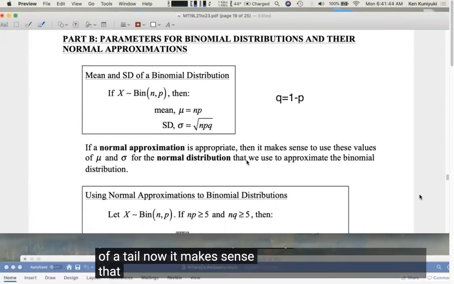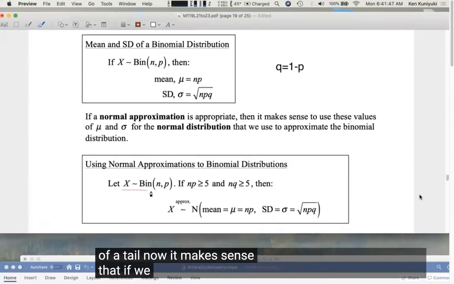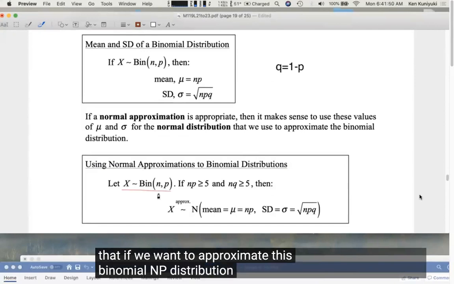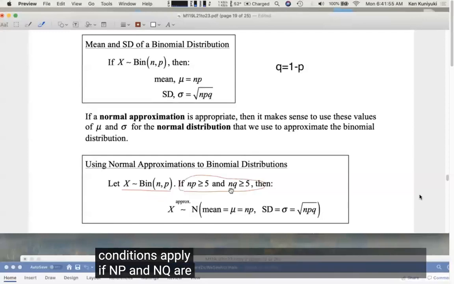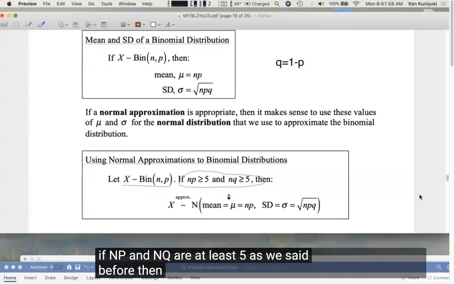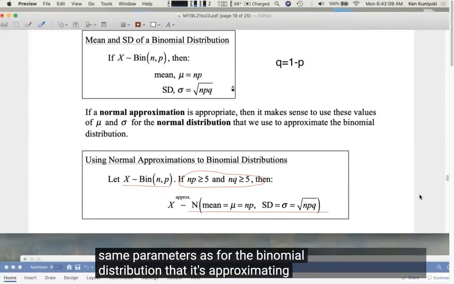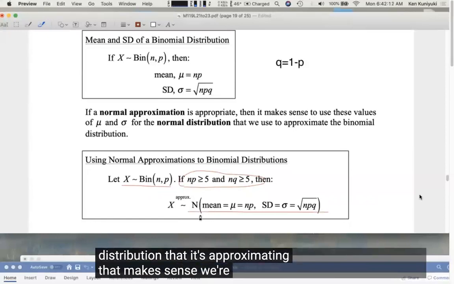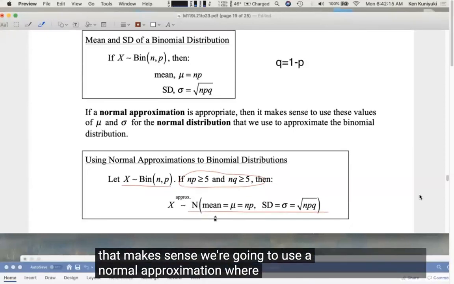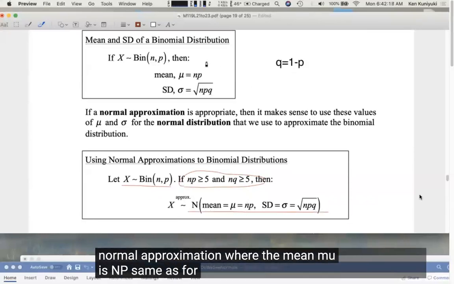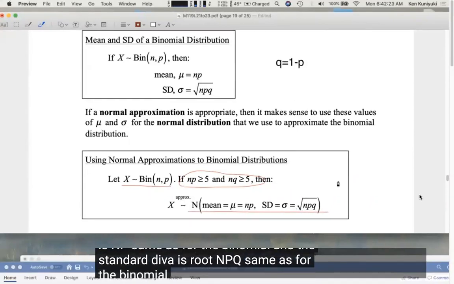Now, it makes sense that if we want to approximate this binomial distribution, then if these conditions apply, if np and nq are at least 5, as we said before, then we're going to say that X can be approximated by a normal distribution with the same parameters as for the binomial distribution that it's approximating. That makes sense. We're going to use a normal approximation where the mean mu is np, same as for the binomial, and the standard deviation sigma is root npq, same as for the binomial.